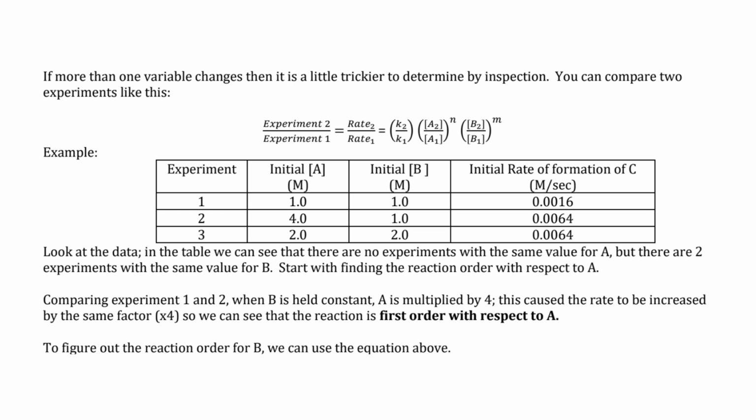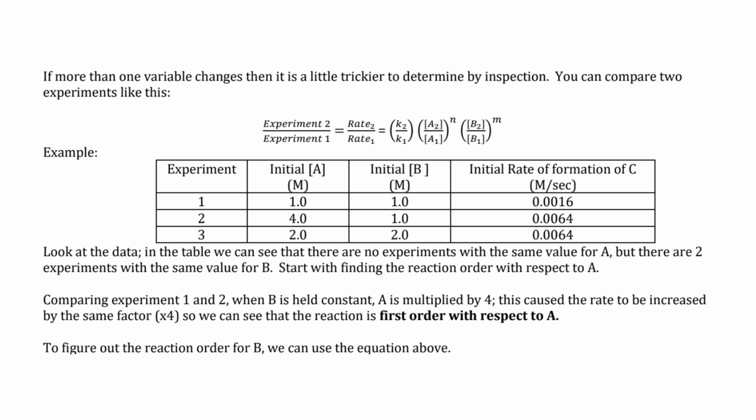Looking at this, we can see that it looks a little weird, a little tricky. You have more than one variable that changes. It's a little trickier to do it just by looking at it. You can compare 2 experiments using a kind of weird ratio: experiment 2 over experiment 1 equals rate 2 over rate 1. And then from there you figure out what the actual rate law is. If you look at the data in the table, there are no experiments with the same value for A, but there are 2 experiments with the same value for B.